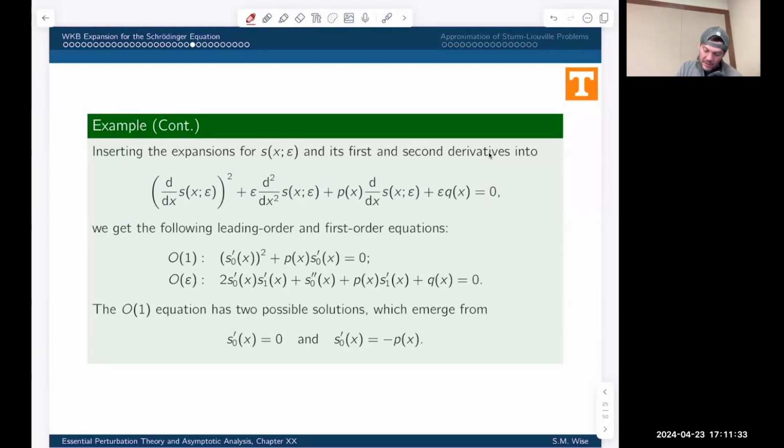So for order 1, we get this equation, assuming that I haven't made any mistakes in that. And for order epsilon, we get an equation which looks like this. As before, our order 1 equation is not a second order differential equation, but only a first order one.